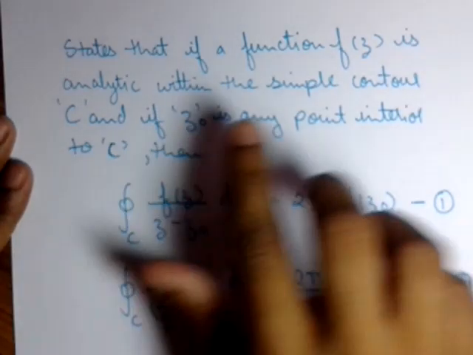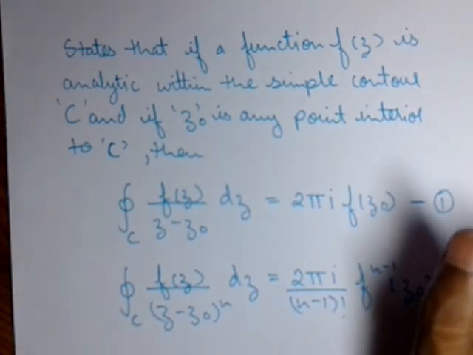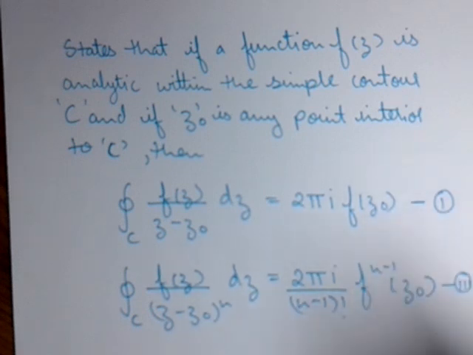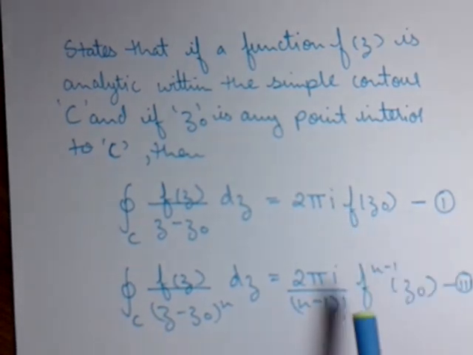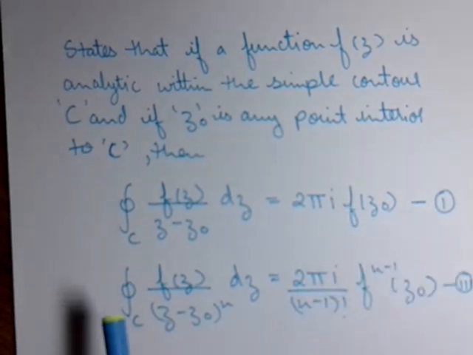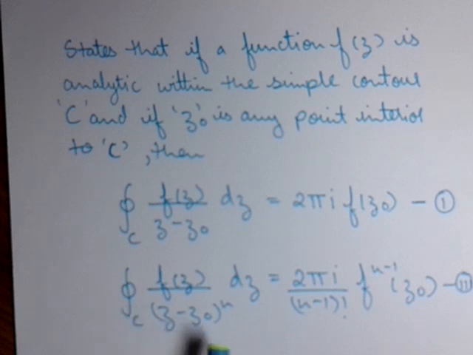states that if a function f(z) is analytic within the simple contour C, and if z0 is any point interior to C, then the integration of f(z) upon z minus z0 dz along the closed contour C is simply given by 2 pi i into f(z0). This is the first form, and the second form is the integration of f(z) upon (z minus z0) raised to n dz is simply 2 pi i upon (n minus 1) factorial f^(n-1)(z0).